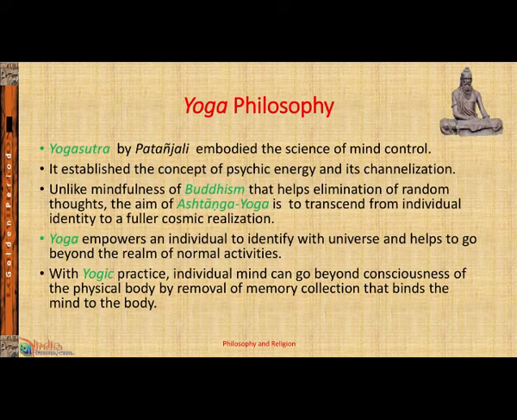So then yoga came. Yoga Sutra by Patanjali embodied the science of mind control. So he gave the tools, Ashtanga Yoga, to do the mind control. And it established the concept of psychic energy and channelization to attain a particular state. So unlike the mindfulness of Buddhism that helps in the elimination of random thoughts, the aim of Ashtanga Yoga actually was to transcend from the individual identity to a fuller cosmic energy. So I am the universe. I am in the universe and the universe is in me. And that way yoga empowers an individual to identify with the universe.